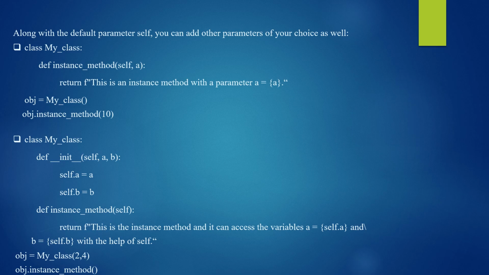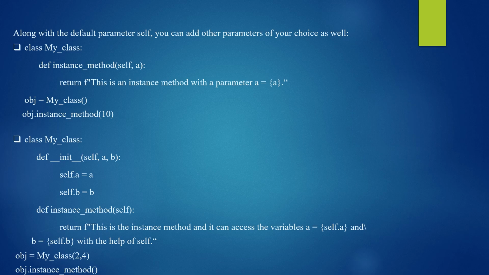Now let's create the object of the class and call this instance method. obj is equal to myClass(). Now we can access that instance method using obj.instanceMethod with a parameter 10. This is an instance method with a parameter a equals 10. Again, you can see we have not passed self as an argument. Python does that for us, but we have to mention other arguments. In this case, it is just one, so we have passed 10 as the value of a.